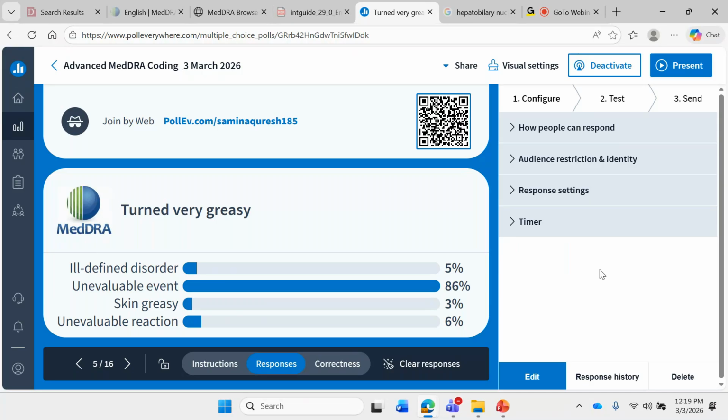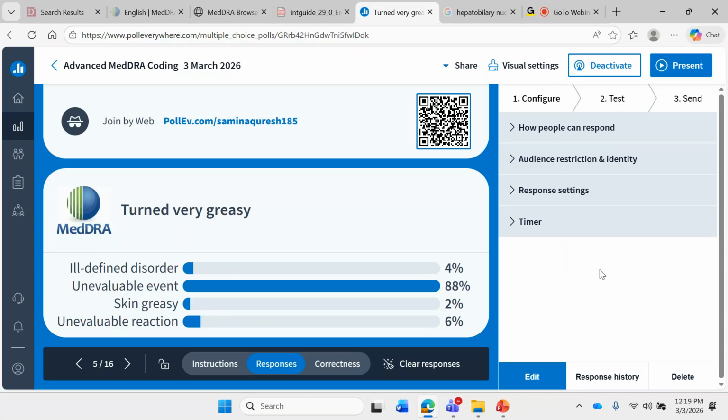What became greasy? In scenarios where it's very vague, where you don't know if it's the person, you don't know if it's a product, you have no idea what turned greasy. The frying pan he had breakfast in? No. So we don't know what turned greasy, right? So 88% of you are correct. When something is very broad, we use unevaluable event.